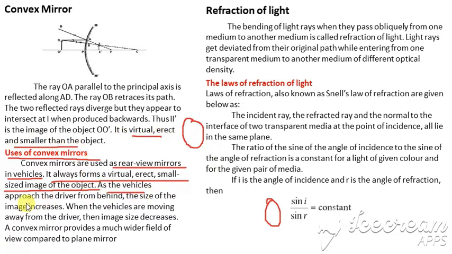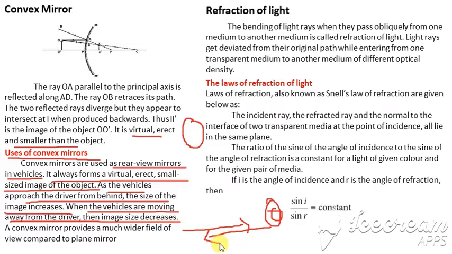As the vehicles approach the driver from behind, the size of the image increases. So as the vehicle comes closer and closer from behind, its size appears to increase. Okay, then when the vehicles are moving away from the driver, the size decreases. When the vehicle moves farther away, its size appears to decrease.